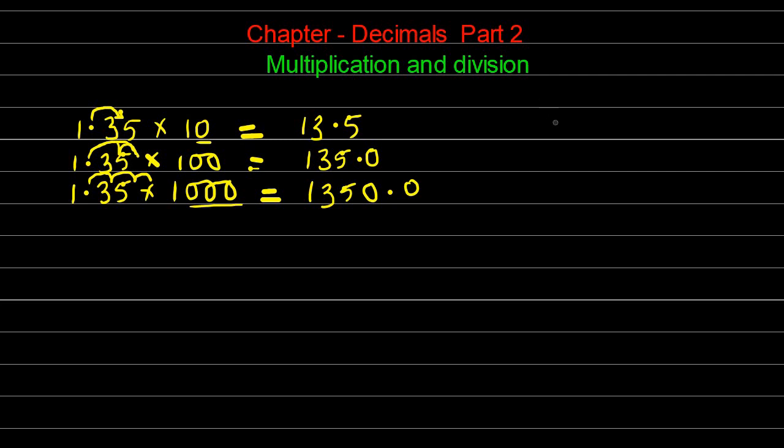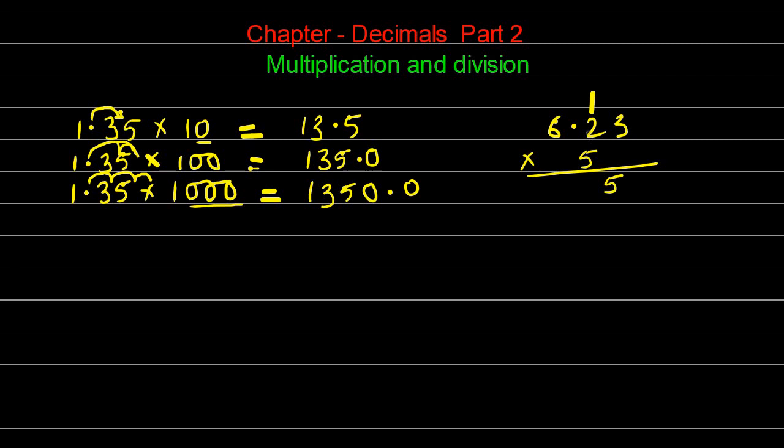Now let's see if we have multiplication by a whole number. So one number is decimal, that is 6.23 times 5. 5 is a whole number. So multiplication where one number is decimal and the other number is a whole number. So it's normal multiplication. 5 times 3 is 15.